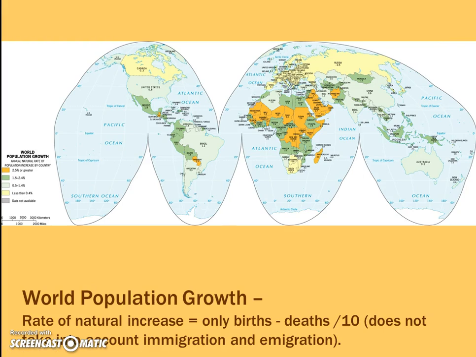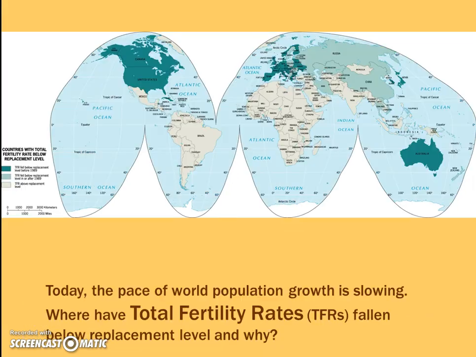Again, rate of natural increase is important, and the formula for the rate of natural increase is births minus deaths divided by 10. You can tell a whole lot about where a country is at and where it's headed based on its RNI. Total fertility rates are also important and tell you a whole lot about the country.